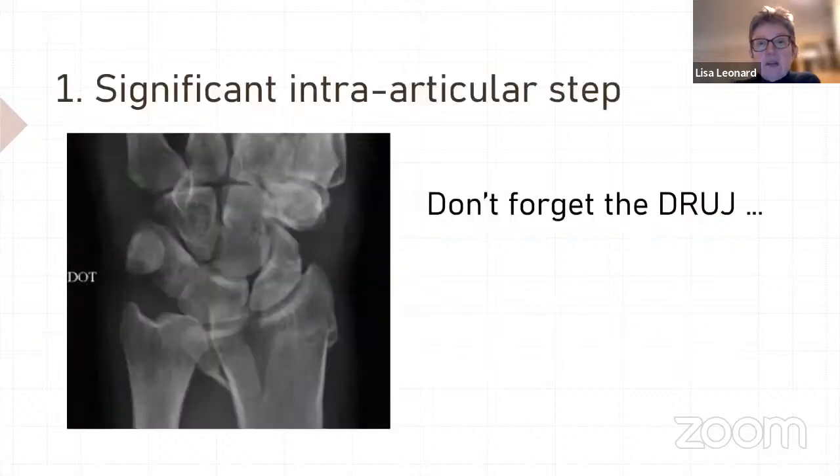The three factors I use are, I do look at if there is an intra-articular step. I think it is difficult to measure that accurately. You often get these sort of x-rays where you see a gap, perhaps not a step. Does that count? But I do think sometimes the DRUJ is a bit missed, and I suspect there is a step in the DRUJ there. So I have a look at that, and if it's more than a couple of millimetres, I will start to think maybe we should be doing something.